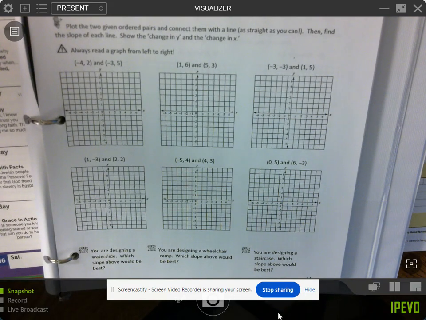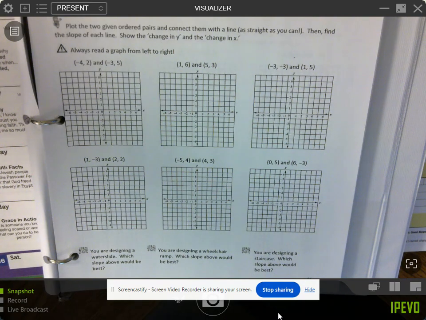Plot the two given ordered pairs. We know how to plot. X, then Y. Draw a line as straight as you can. But remember, our lines are not precise, so we have to be able to find that slope.